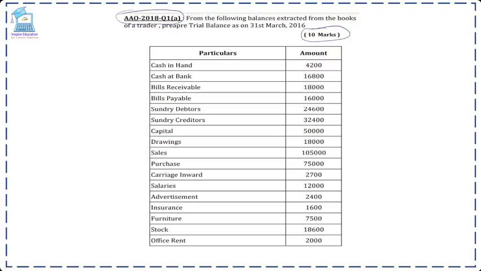Okay, so the solution is here. Just quickly solve it. Cash in hand, debit; cash at bank, debit; bills receivable, debit; bills payable, credit; sundry debtors means debtors, debit; creditors, credit; capital, credit; drawings, debit; sales, credit; purchase, debit; carriage inward is debit; expenses, salary is also expenses, debit; advertisements is also expenses, debit; insurance, debit; furniture, also asset, debit; stock, debit; office rent, debit.